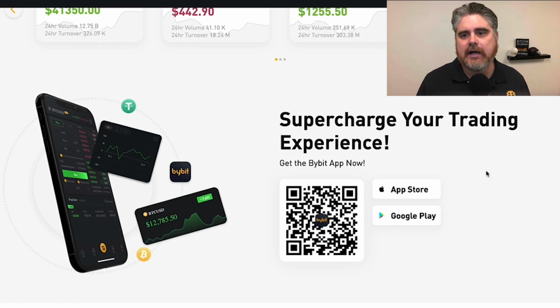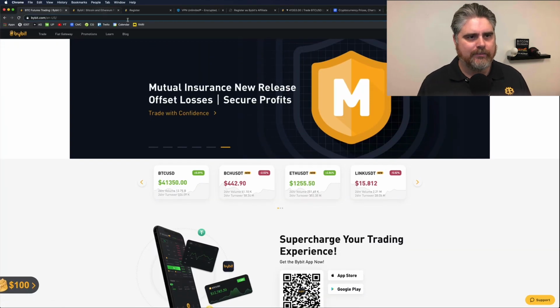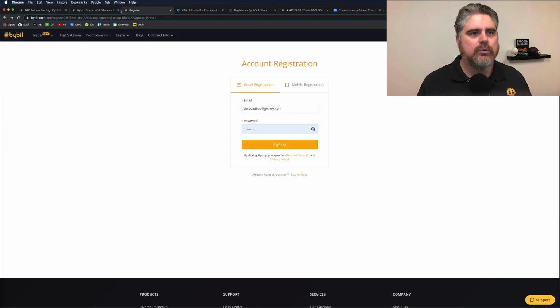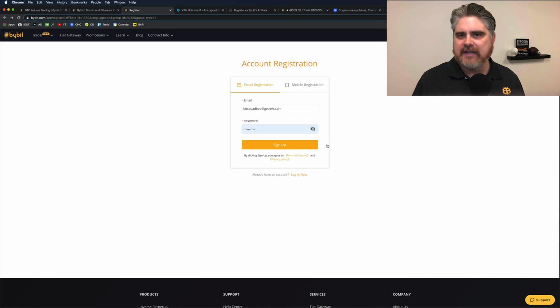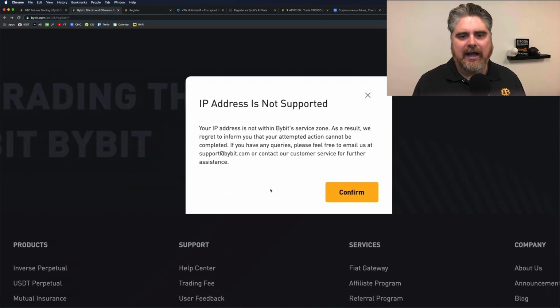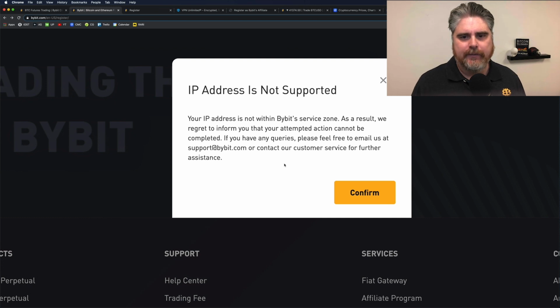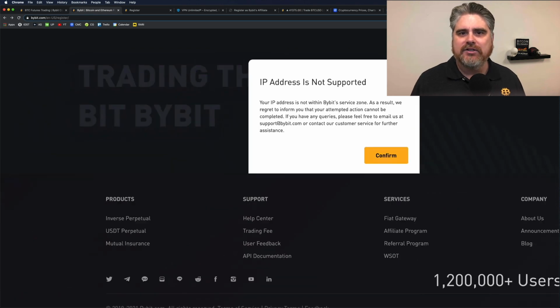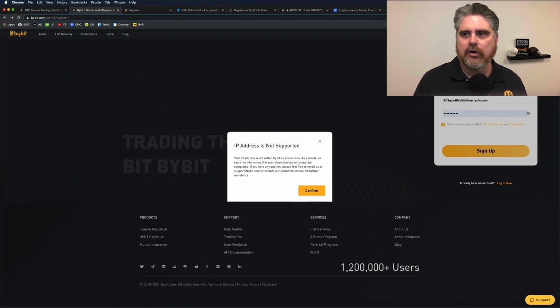I also use desktop. But when you go to the registration page, you are going to maybe hit an issue, and I'm going to show you about that. So I made up an email address, put it in, and you can sign up that way. Once again, bybit.bitboy.live. But some of you guys, when you register, you're going to get this right here. It's going to say IP address is not supported. It says your IP address is not within ByBit's service zone. So to get within that service zone, all you got to do is use a VPN. It's not hard at all.